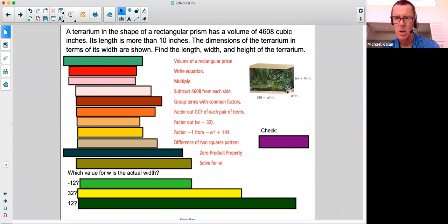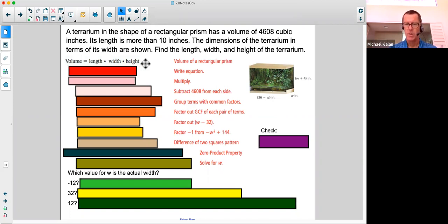When they say the dimensions of the terrarium in terms of the width are shown, they're saying W represents the width, so everything's based on the width. Find the length, width, and height of the terrarium. All right, so volume is what? Length times width times height.